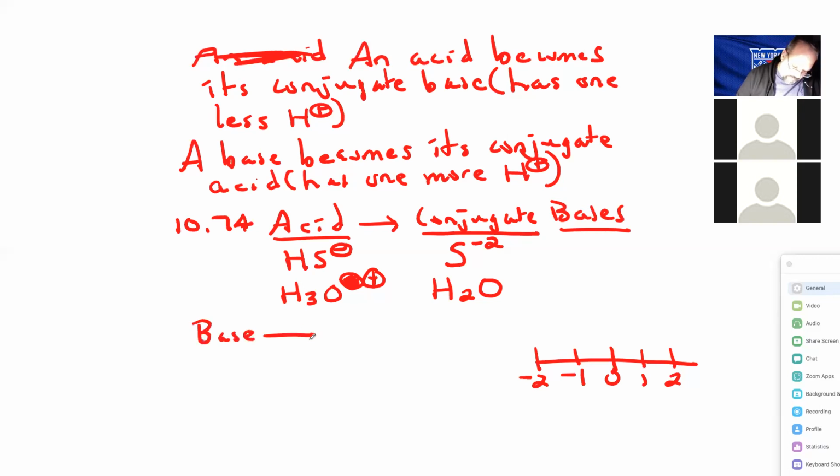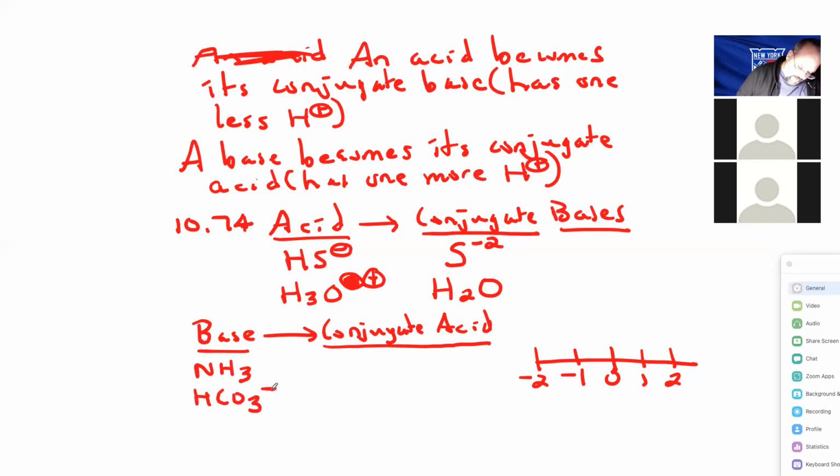Let's do base to conjugate acid. And the 2 examples we'll take a look at are NH3 and HCO3 minus. Okay.